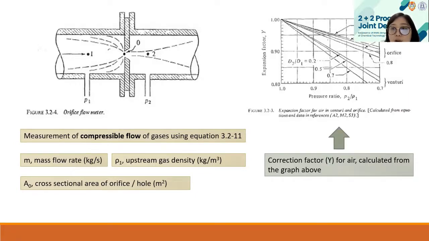How to read it is still the same. For the pressure ratio, we need to know it first. Let's say it's 0.8, so it's here. And the dO over d1 is 0.5, so I will drag it up until the second line here. And then draw a straight horizontal line to the left until it meets the y-axis, and then you read the value. Like that.